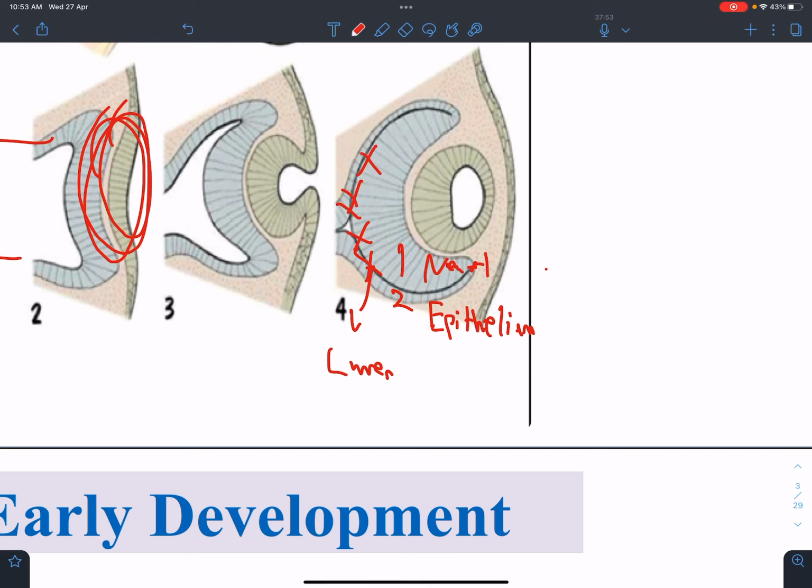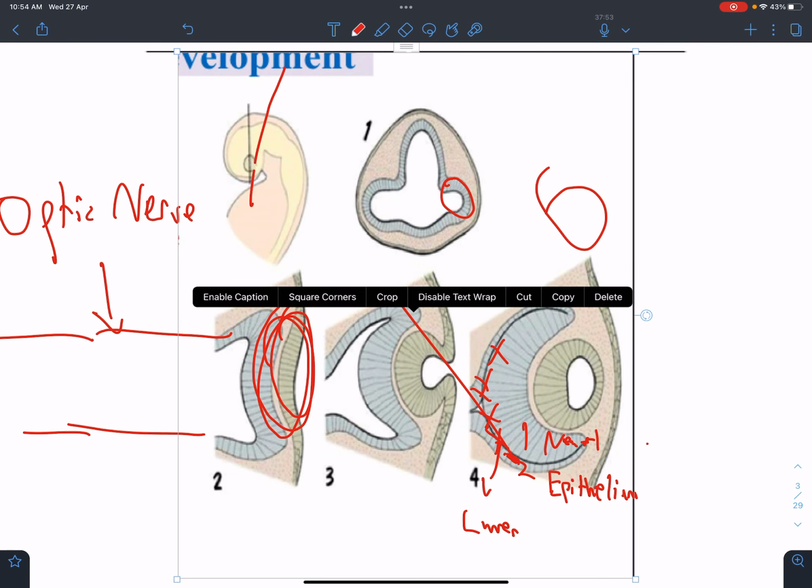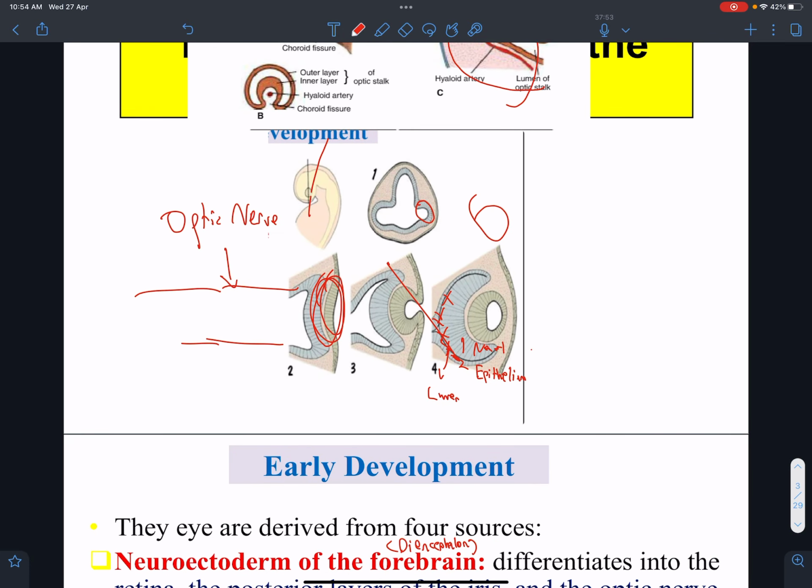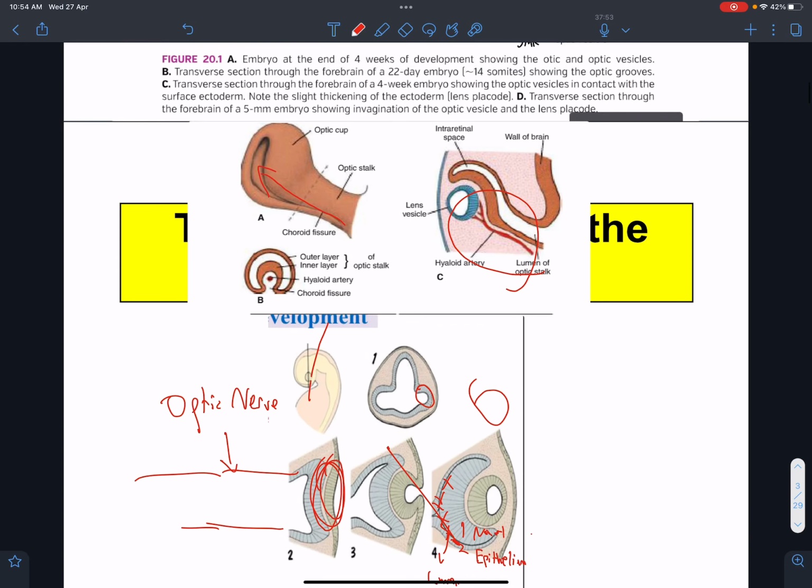Failure of fusion between the inner and the outer wall, meaning the neural tissue and the pigmented epithelium of the optic cup, will lead to an anomaly called congenital retinal detachment, not development, detachment. You get retinal detachment because the lumen causes separation between the two walls. Nice, that's the development of the eye.